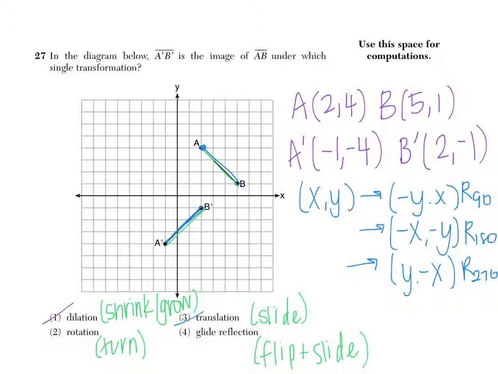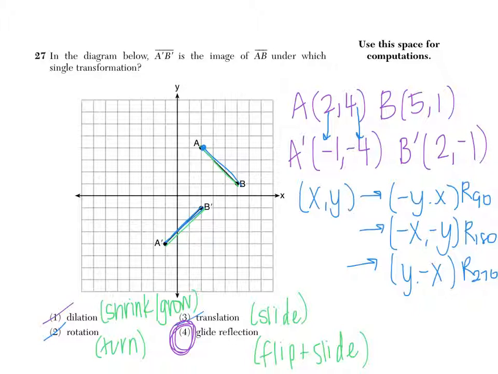But if you notice here, we have +4 going to -4, which maybe leads us to think that it's a rotation of 180. But here we have +2 going to -1. -1 is not 2 by any means, or -2 by any means. So it's not a rotation, which means that we're left to conclude that it's a glide reflection, which remember is a flip and a slide.